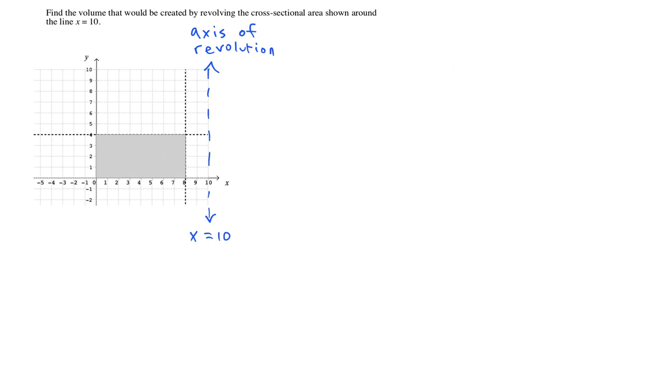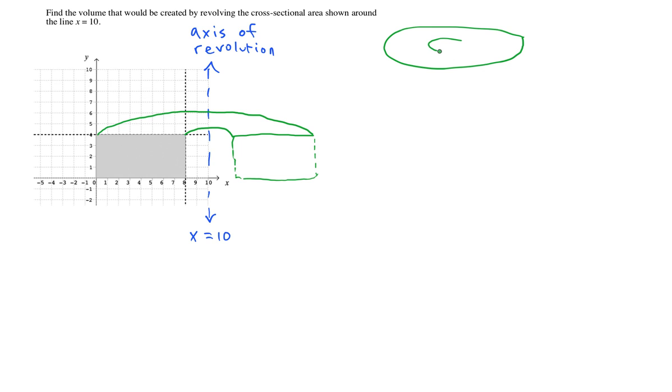And what I want to do is just draw the shape that would be created in this situation. So we're basically going to take this cross section and make a sort of donut shape by revolving it around. And this is just half of the donut here, because really it would look like this. That's the shape we want to make.